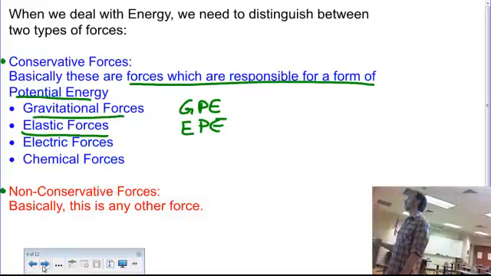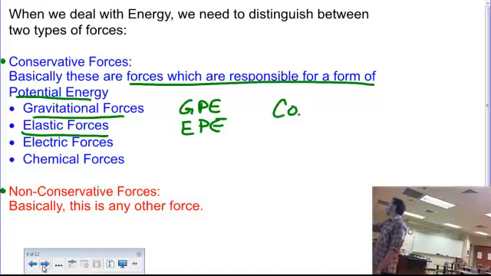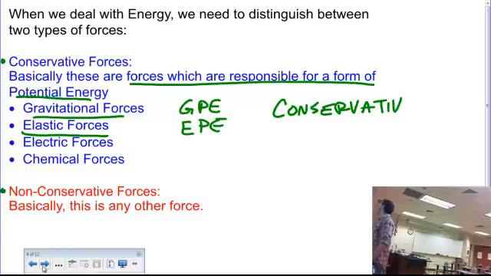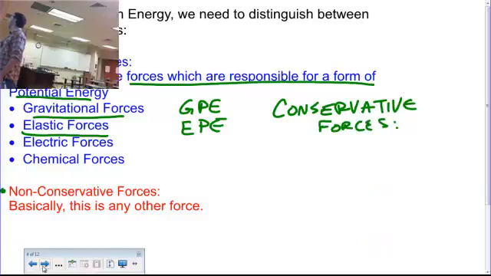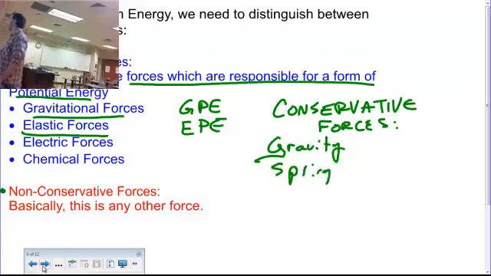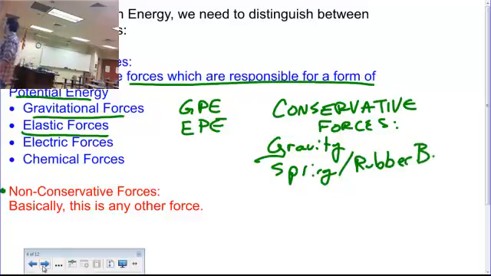All right? So for us, here's basically what it boils down to. The only two conservative forces we're ever going to talk about in this class are gravity and then a spring or a rubber band, okay? Because those are the only two types of potential energy that we'll be dealing with in our problem solving.